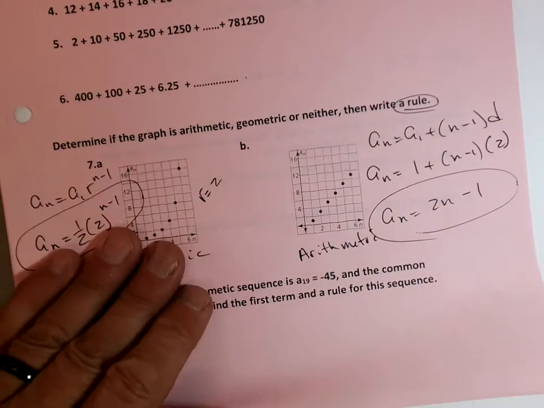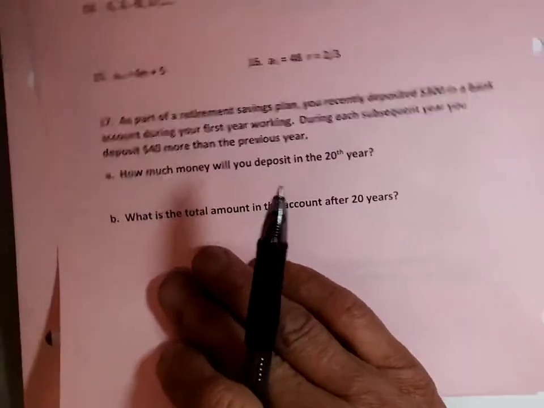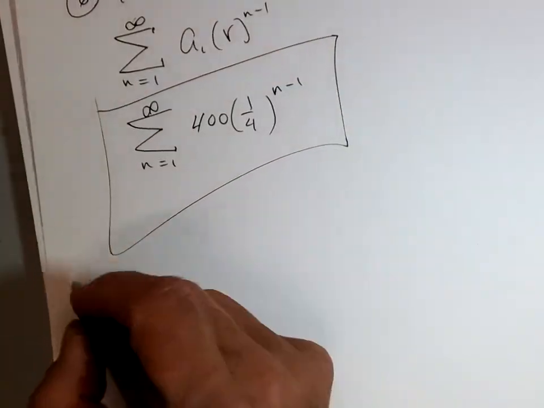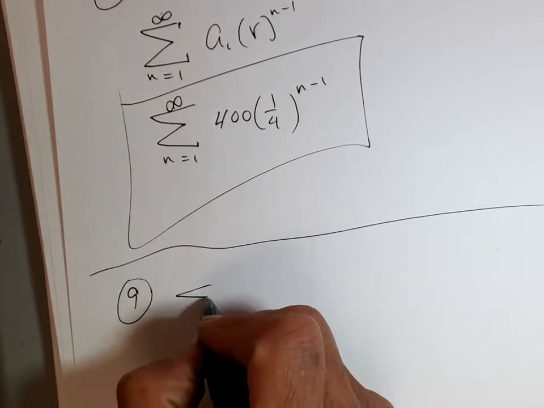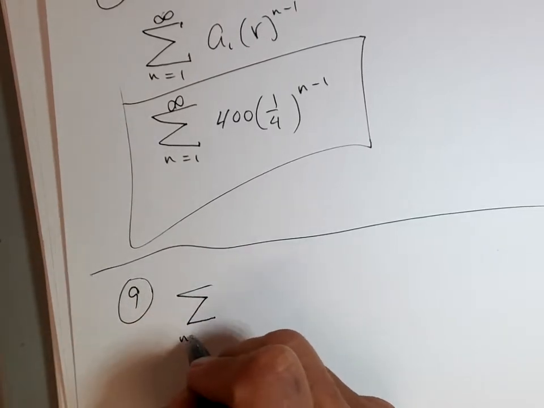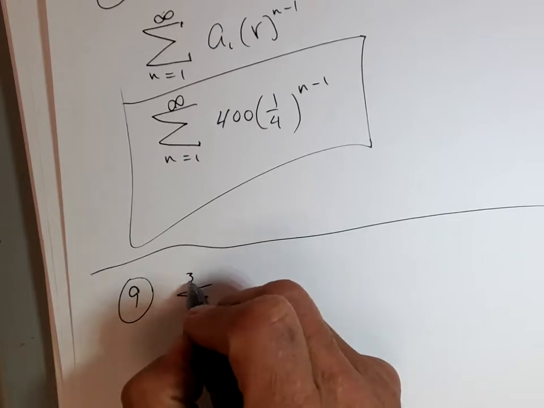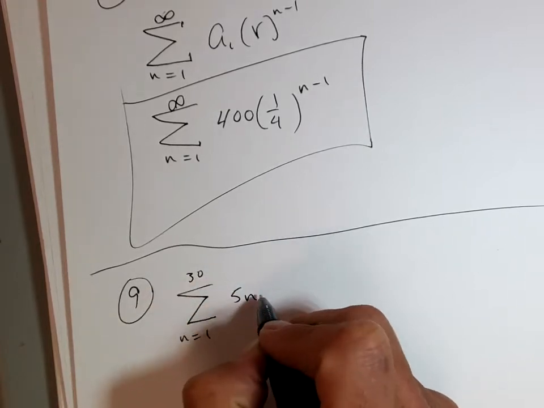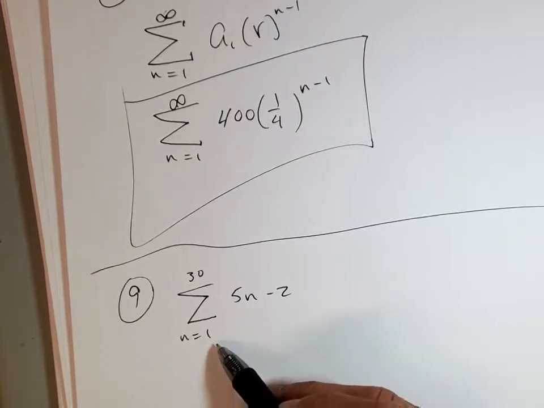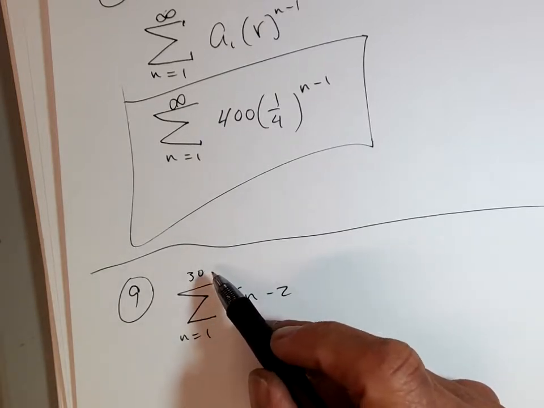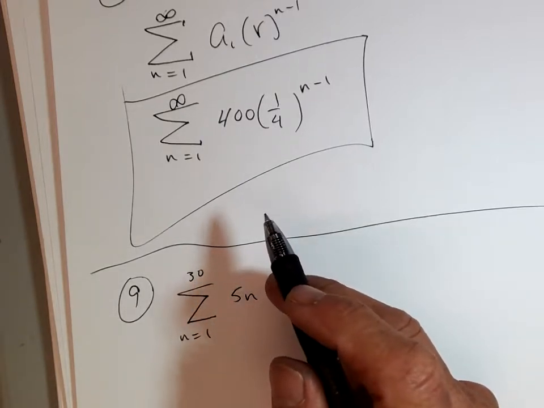Okay, number 9. Turn the page, okay? Right, number 9. I have the sum n equals 1 to 30 of 5n minus 2. Okay, what this says is plug in 1, plug in 2, plug in 3, all the way until you plug in 30. You have 30 answers, add them all up. You can do it that way.